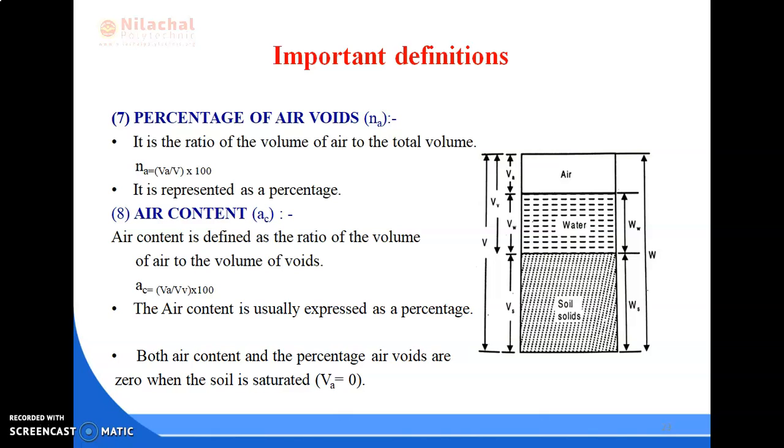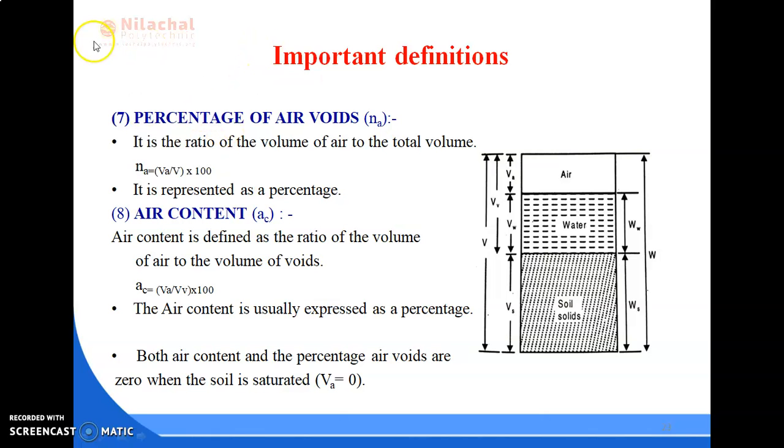Next is percentage of air voids. Notation is small na. It is the ratio of volume of air to the total volume, as shown in this three-phase diagram. How much volume of air is present in the soil mass, volume of air to the total volume of the soil mass, into 100, is the formula. It is known as percentage of air voids. It is represented as a percentage.